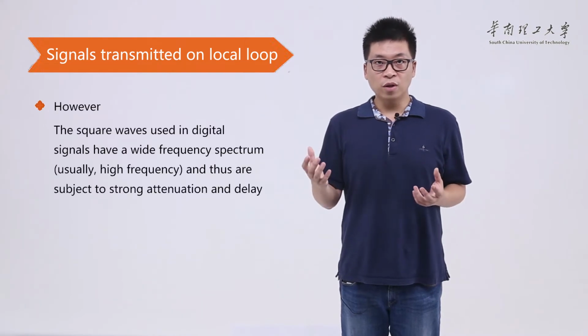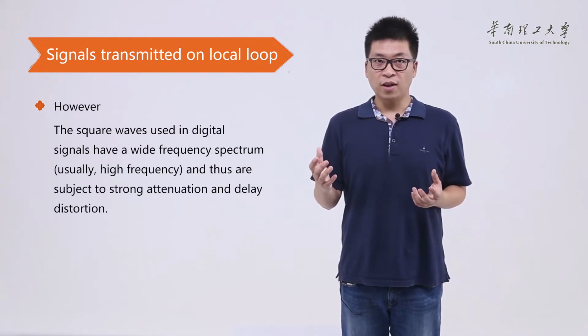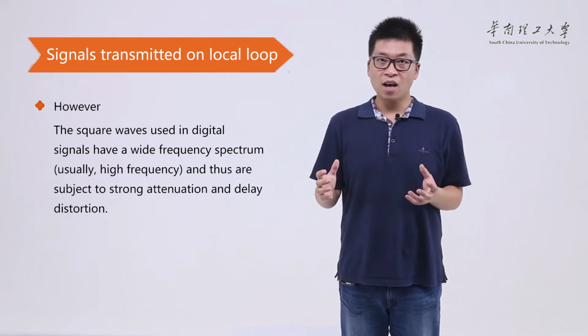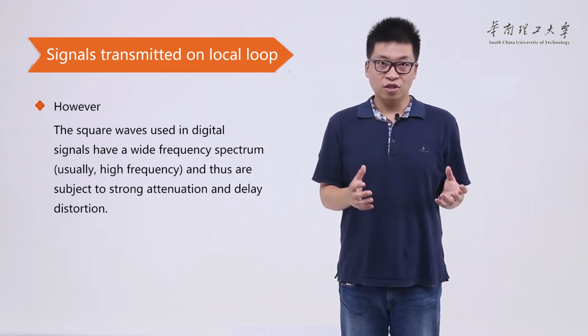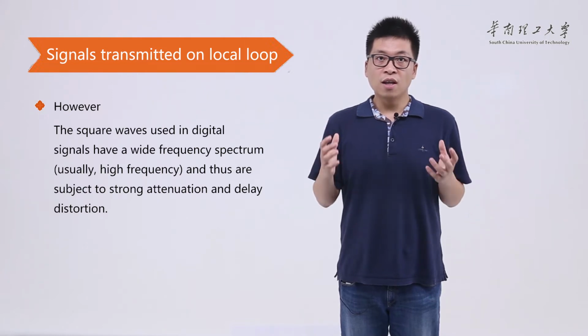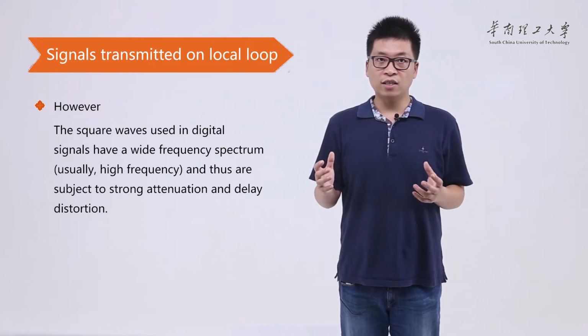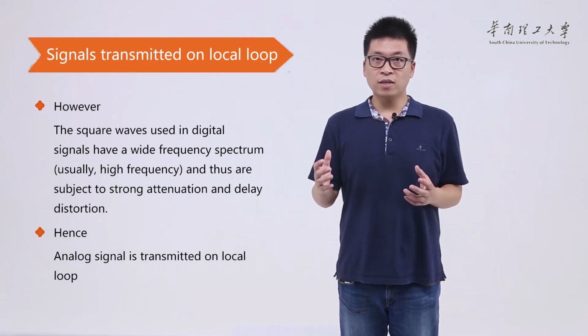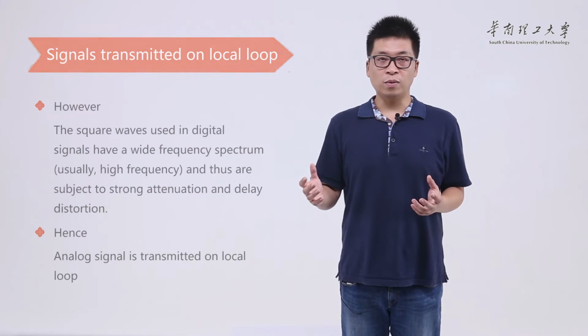However, the square wave used in digital signal has a wide frequency spectrum, usually high frequency, and thus is subject to strong attenuation and delay distortion. Hence, we actually transmit analog signal on local loop.